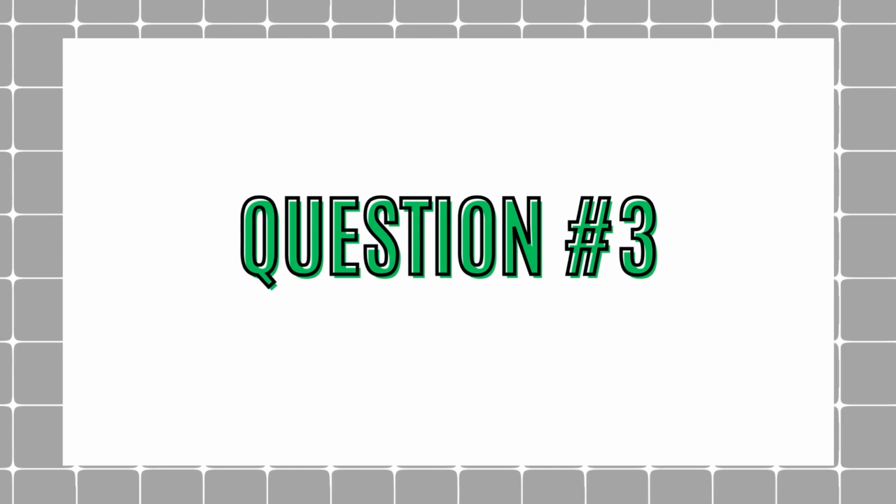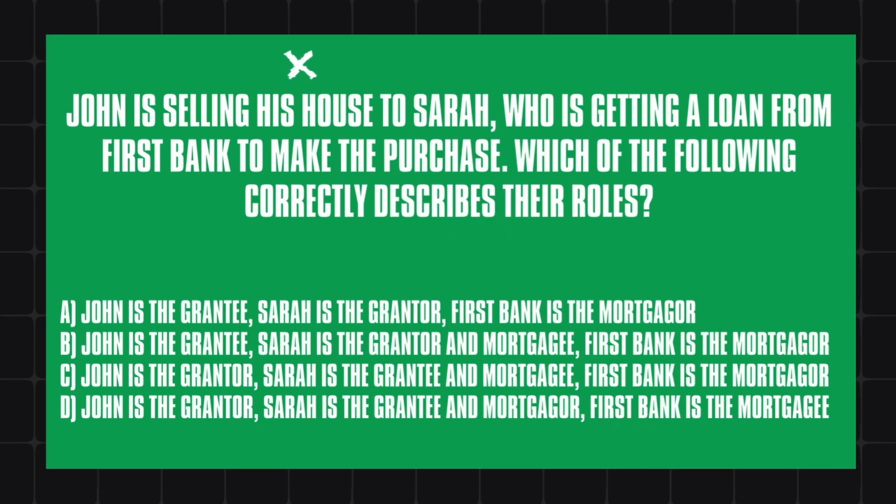Question number 3. John is selling his house to Sarah, who is getting a loan from First Bank to make the purchase. Which of the following correctly describes their roles? John is the grantee, Sarah is the grantor, First Bank is the mortgager. John is the grantee, Sarah is the grantor and mortgagee. First Bank is the mortgager, John is the grantor, Sarah is the grantee and mortgagee. First Bank is the mortgagee, John is the grantor, Sarah is the grantee and mortgager.